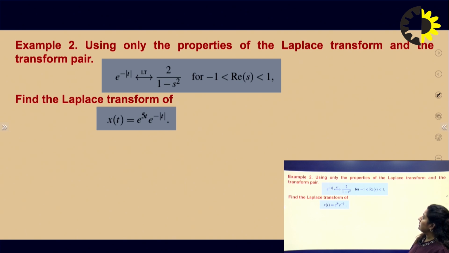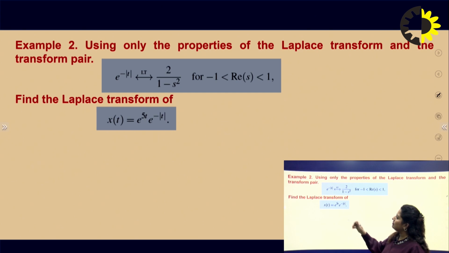Using only the properties of the Laplace transform and the transform pair, we have to find the Laplace transform of this particular question. For e to the power minus mod t, the Laplace transform is 2 upon 1 minus s square, and the ROC is real of s greater than minus 1 and less than 1, because it has two poles: one at s equivalent to minus 1 and one at s equivalent to plus 1.